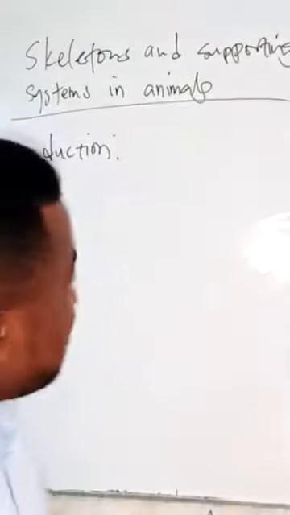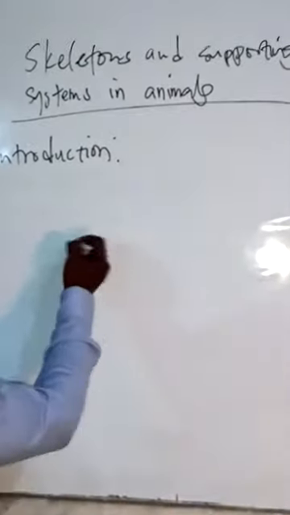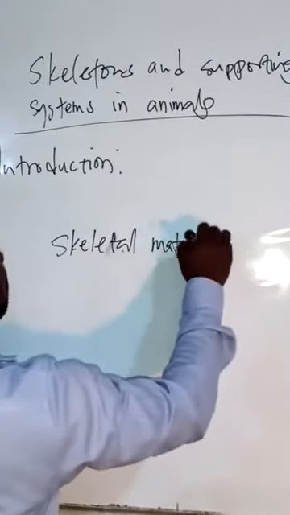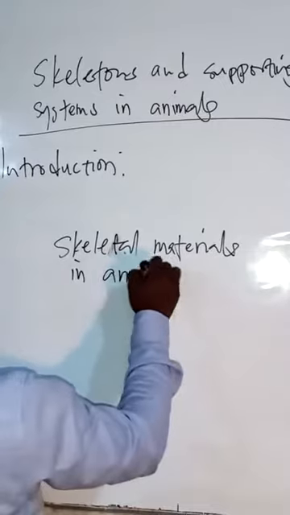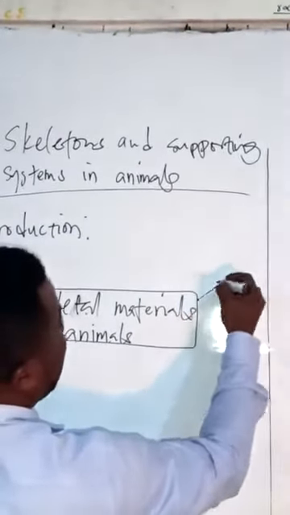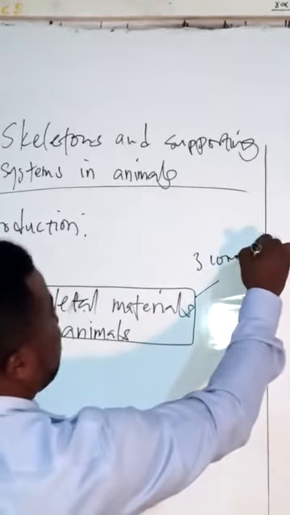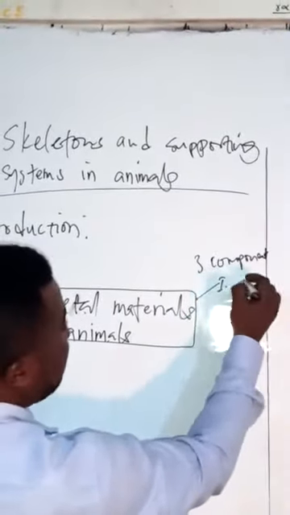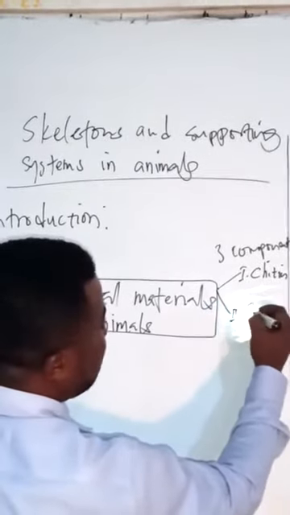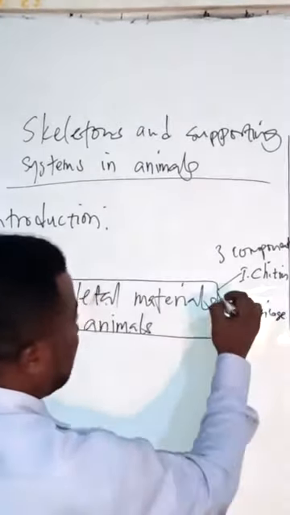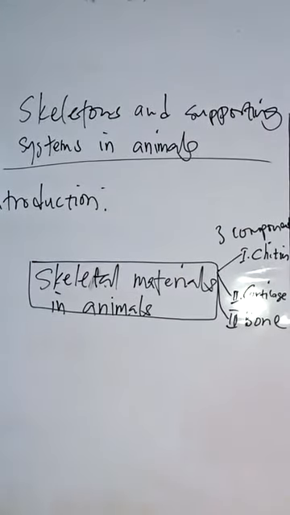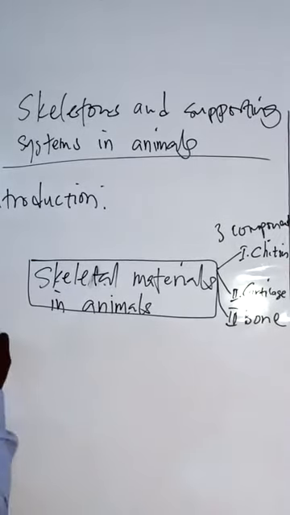Now, without wasting time, I want us to take a look at what actually makes up skeletal materials in animals. So, skeletal materials are basically of three components, right? I have chitin, and then you have cartilage, and bone. I believe these words are very familiar. All right, let's take them one after the other. We start off with chitin.